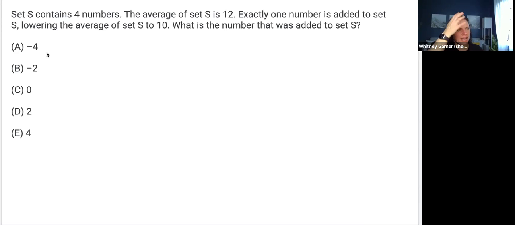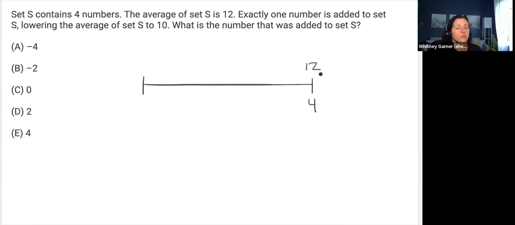So set S contains 4 numbers, and the average of all 4 of those numbers is 12. But then we add a number to the set, and that brings the average down. Okay, so I'm going to say that I had an original set of 4 numbers whose average was 12. We're going to add 1 number to that set. I don't know the value of that number, but I do know that it brings the average down to 10. Right? So I don't know where to put that yet.